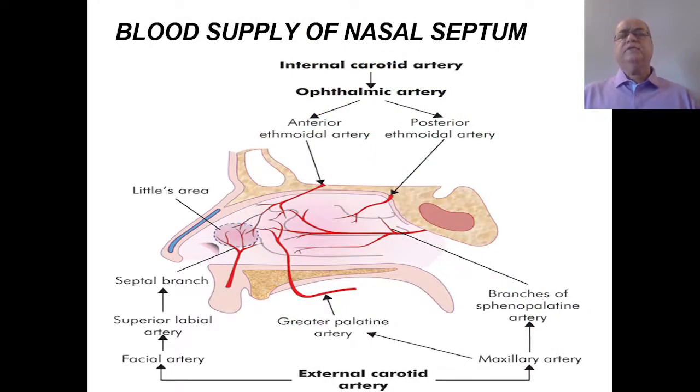Then the arterial supply of the nasal septum. This is from the internal carotid system as well as from the external carotid system. From the internal carotid system, the internal carotid artery gives the ophthalmic artery, which gives branches of the anterior ethmoidal artery and posterior ethmoidal artery, which supply the superior part of the nasal septum.